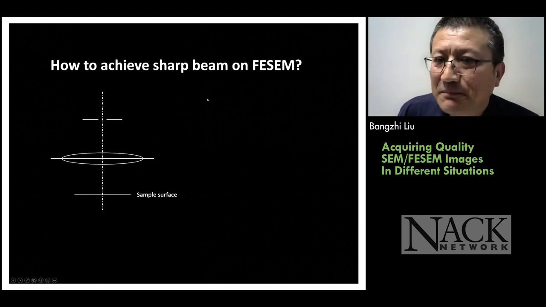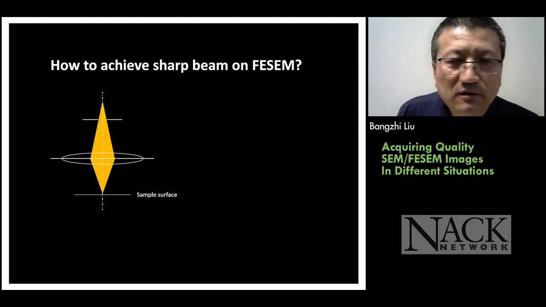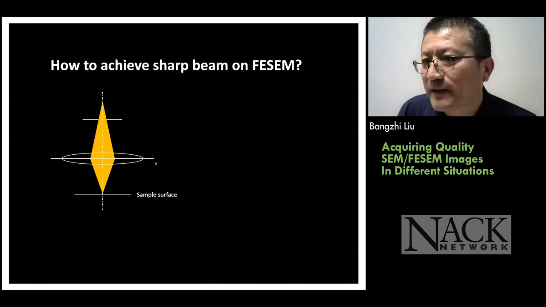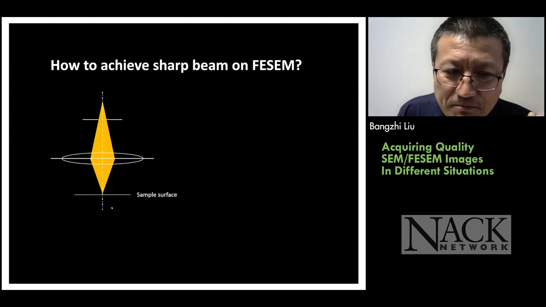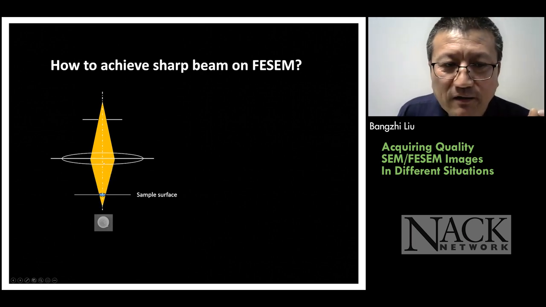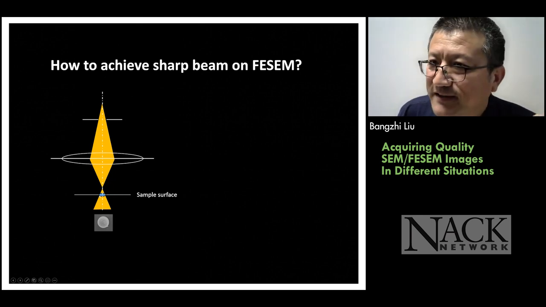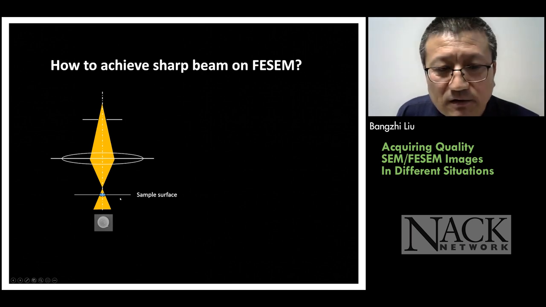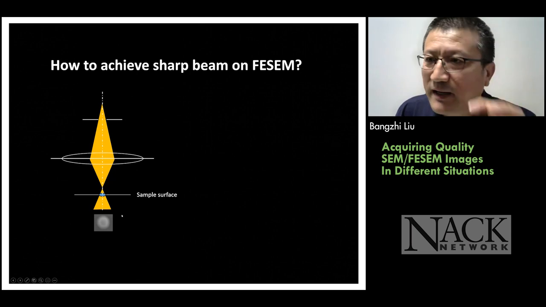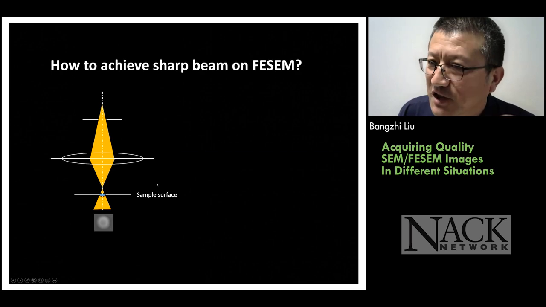So how do you achieve a sharp beam inside the SEM? If we can focus the beam as a user, that is the one thing we can do. When we focus the beam, we get a sharp image. If the focus is not right, for example if we focus the beam below the sample surface or above the sample, it's called under or over focus. The cross section of the beam is going to be bigger, so the image we get will not be clear. When you change the focus, you actually make the beam size bigger or smaller. So every time, you need to focus the beam onto your sample surface, then you can get a sharp image.